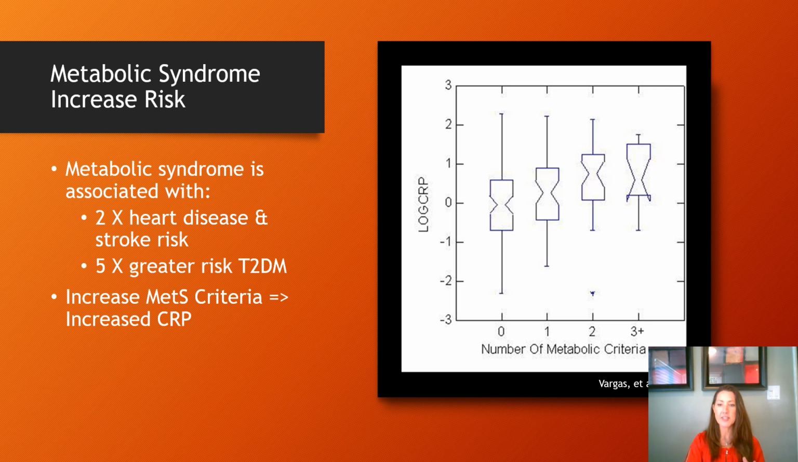And here what I have is just showing the connection to inflammation. This was actually from my research. And what we found was that as the criteria for metabolic syndrome increased, the C-reactive protein increased. And of course, since I did this, there's been lots and lots of studies showing this.